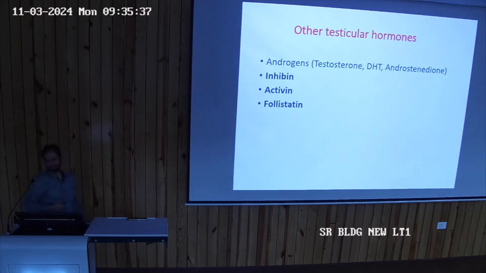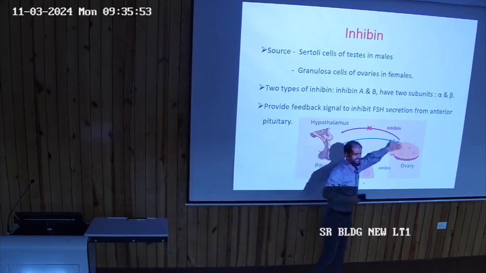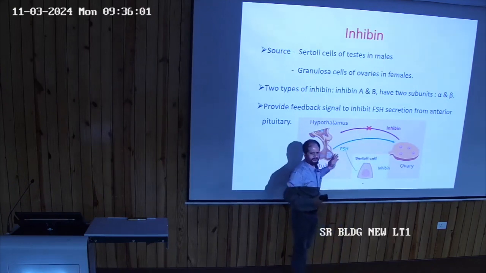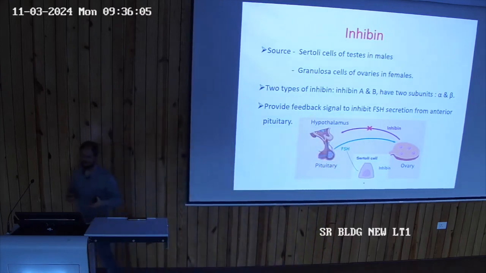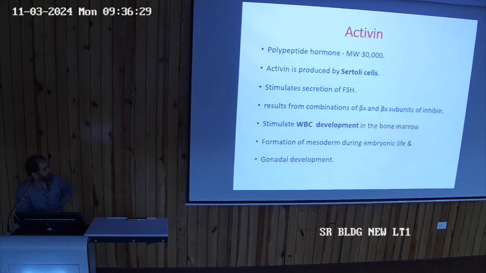Then other testicular hormones. Apart from this, there are hormones called inhibin, then activin, then follistatin. A little bit about them also. Inhibin, you know, is released from the ovary also, and also from the Sertoli cells, both, and it is inhibiting the FSH release. Mainly it regulates FSH release. So it comes from Sertoli cells, and also granulosa cells of ovaries. Two types of inhibin are there, A and B. Okay, so it inhibits the FSH secretion from the anterior pituitary. It regulates the FSH release. In that way, it is regulating the spermatogenesis as well, isn't it? And oogenesis.